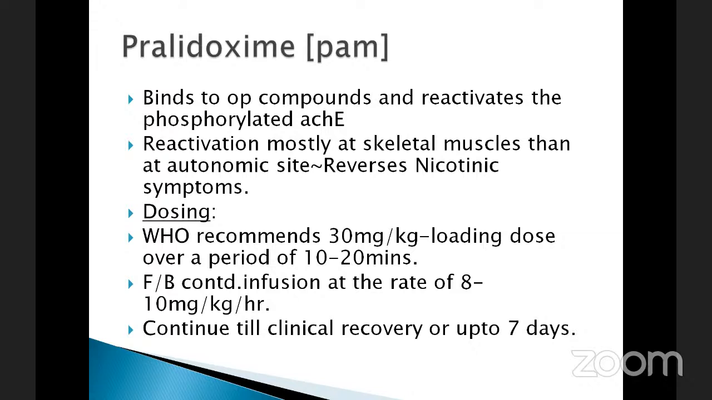Sir, good morning, sir. In OP poisoning, we can also give 10 to 20 mg per ml over 15 to 20 minutes. And usually the dose is repeated after 12 hours and generally given for 5 days, sir, in our setup.